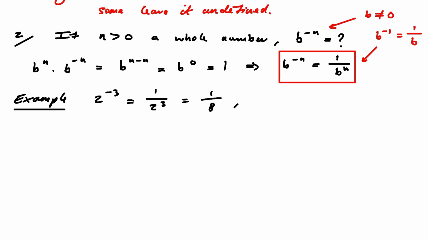Another example, x plus 1 to the minus 1. That's equal to, well, 1 over x plus 1. It's another way to write it down. Assuming x is not equal to minus 1, otherwise we'd have a problem with the denominator. You can't divide by 0, remember.